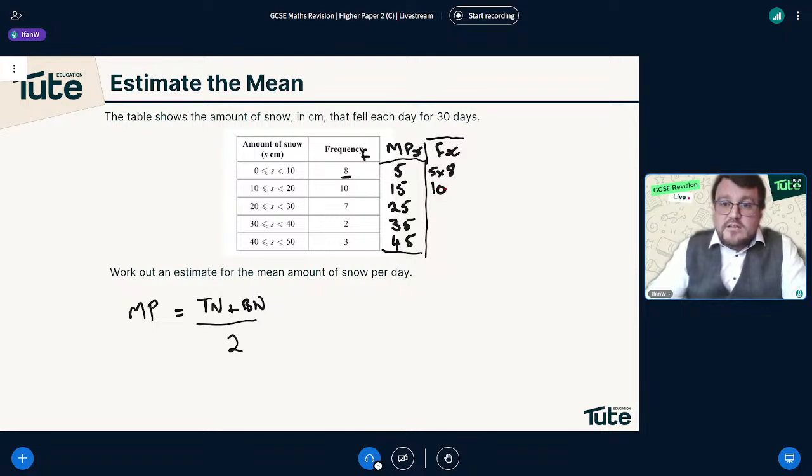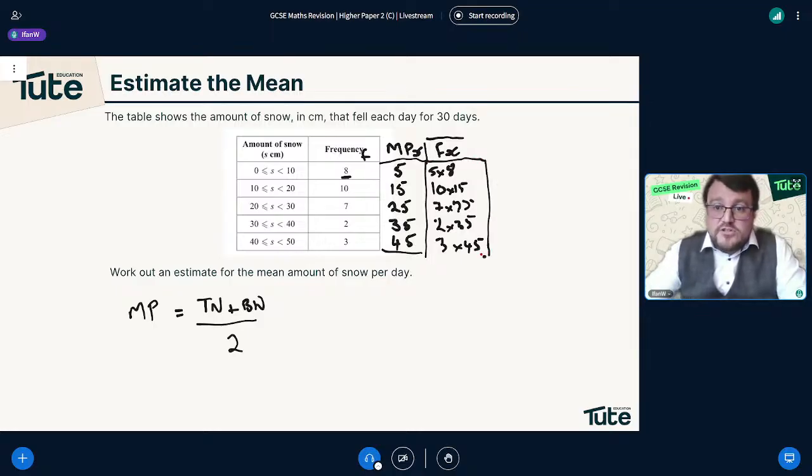Right, so frequency, 10, 15. 7 times 25. 2 times 35. And 3 times 45. Okay. And of course, this is a calculator paper, right? Boom, Bob's your Uncle, Mary's your auntie. You can get the answer, right? You can draw an extra column there, or you can put it in this column. It's up to you. So 5 times 8 is 40. 150. 7 times 25.